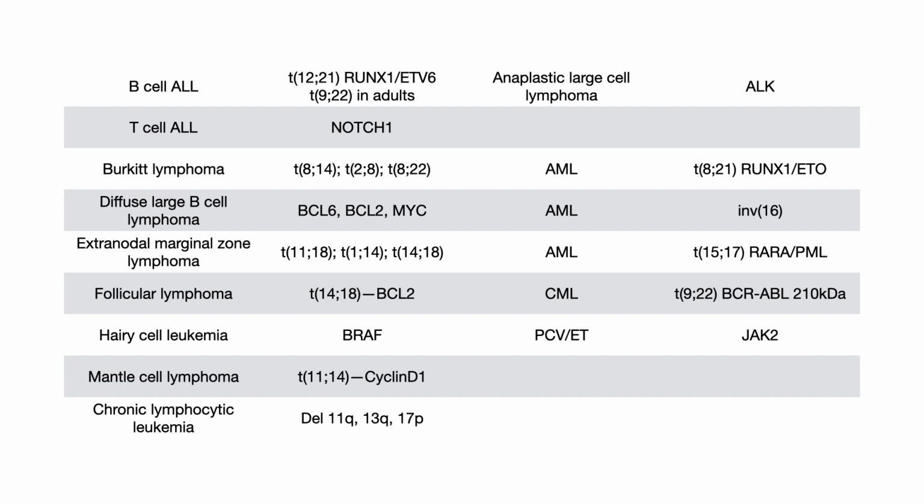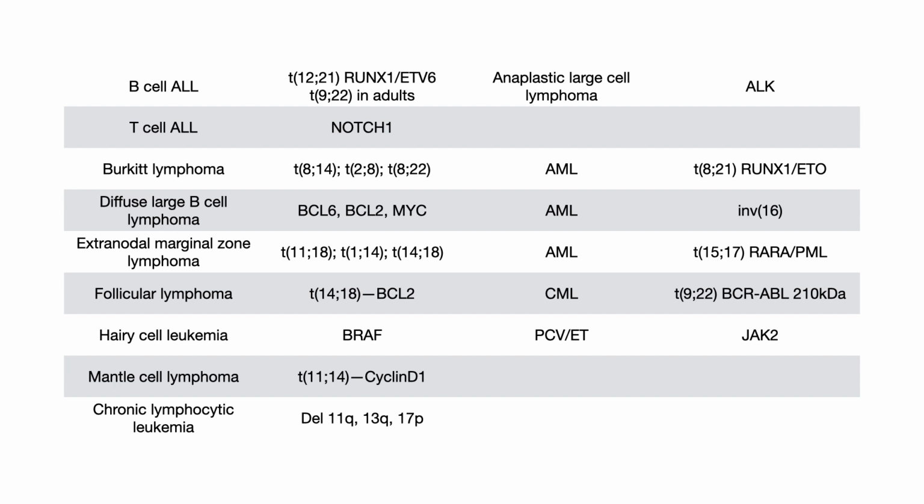immortal. BRAF and hairy cell leukemia. Mantle cell, very important to know, the (11;14), the cyclin D1. Chronic lymphocytic leukemia, I would say probably is lesser than some of the other ones. AML, the (8;21), inversion 16, (15;17). CML (9;22). And then the characteristic association of the JAK2 and polycythemia vera, essential thrombocytosis, and myelofibrosis.